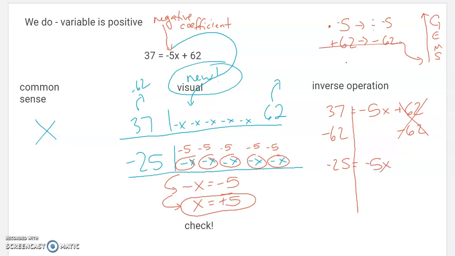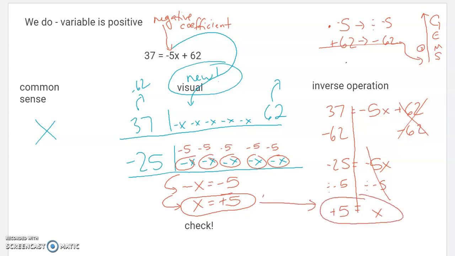So now that's done. So now what's left to do is multiply and divide. So the inverse of multiplying by negative 5 is dividing by negative 5. Dividing by negative 5. That makes 1. And negative 25 divided by negative 5, when you multiply or divide, if both numbers are negative, the outcome is positive. And we got it.